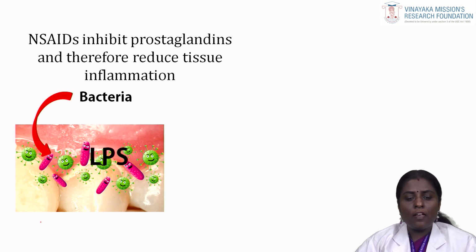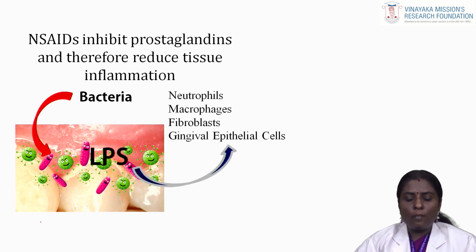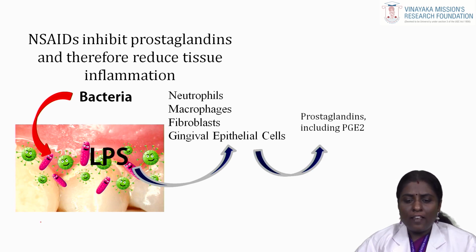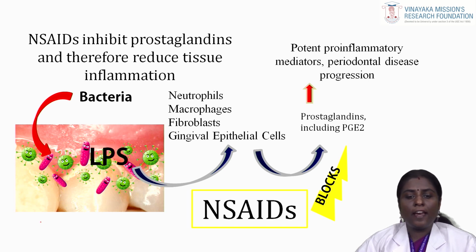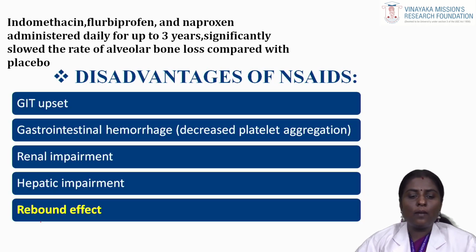We know that bacteria produce LPS. To manage it, we have neutrophils, macrophages, fibroblasts and gingival epithelial cells that have an innate protective mechanism in our body. These also induce the production of prostaglandins, including PGE2. These are potent pro-inflammatory mediators leading to periodontal disease progression, and this is inhibited or blocked by the NSAIDs. Indomethacin and naproxen administered daily for up to 3 years significantly slowed the rate of alveolar bone loss compared with placebo.